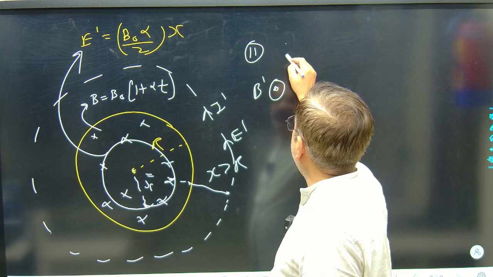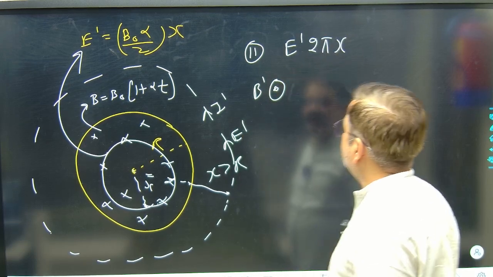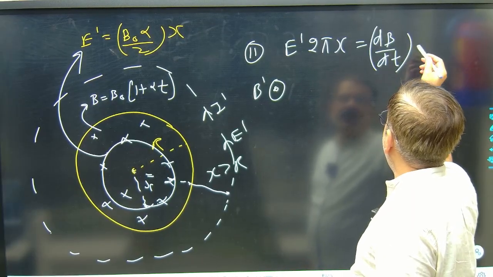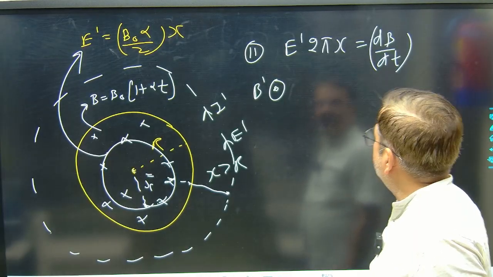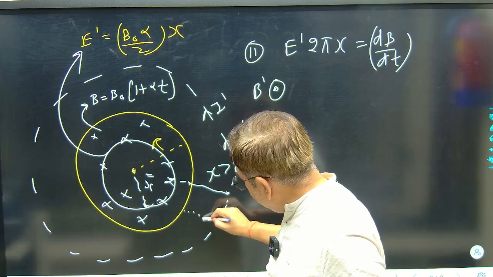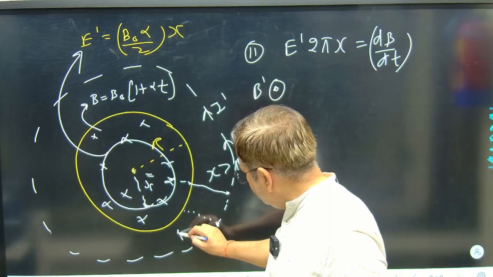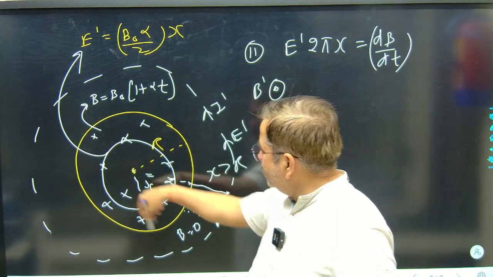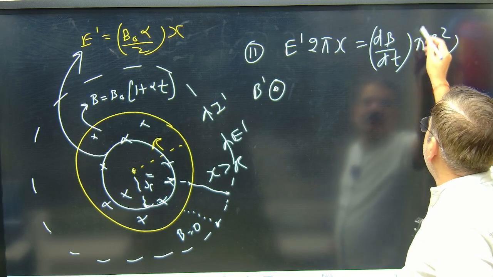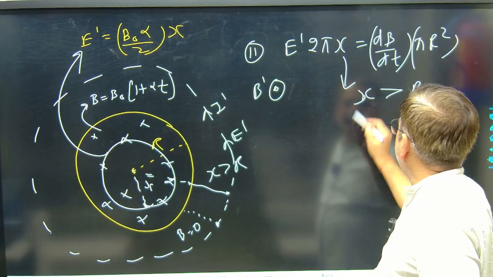So I'll say E' into the circumference length 2πx, the induced EMF developed, will be equal to dΦ/dt, the flux change, into area. Correct? The dΦ/dt field is changing only in this area. No field is existing between capital R to X here. Here B is 0. So I will see the flux change only in the region 0 to R. So dB/dt into area will be πR², not πx². And here this X is more than the radius. Also we have to keep this in mind.